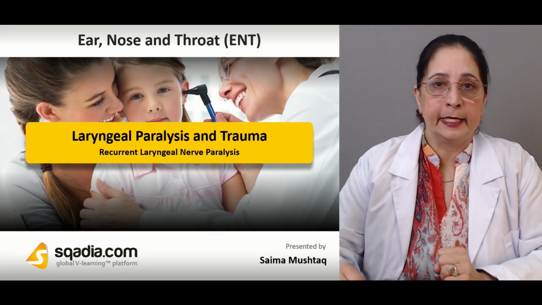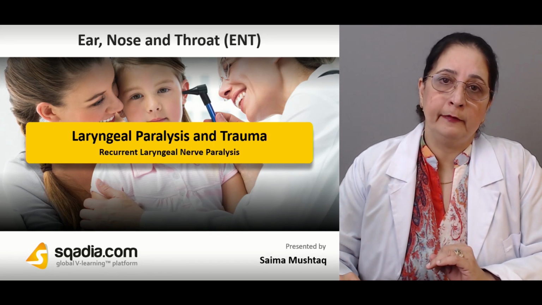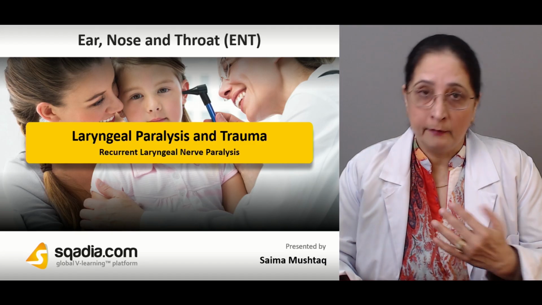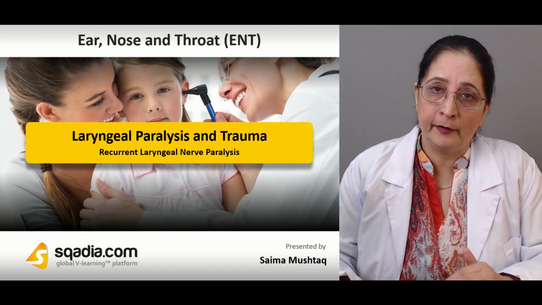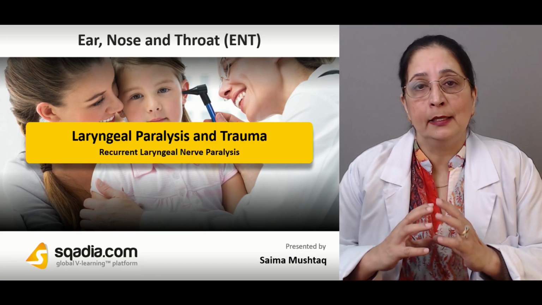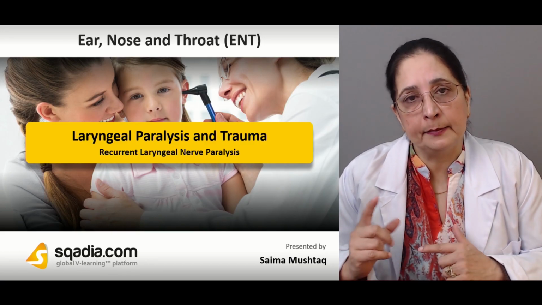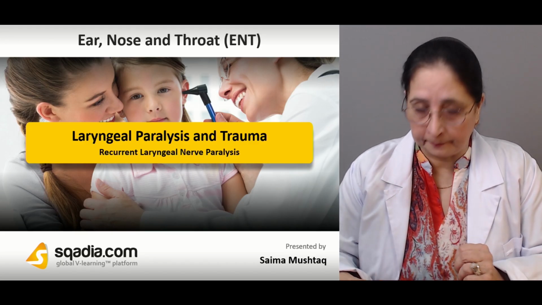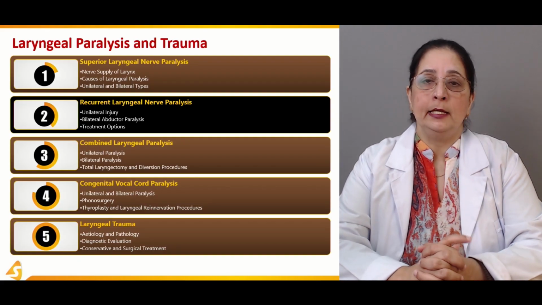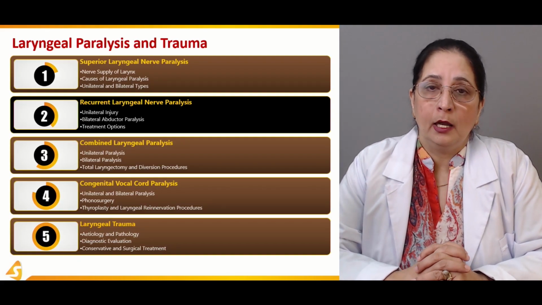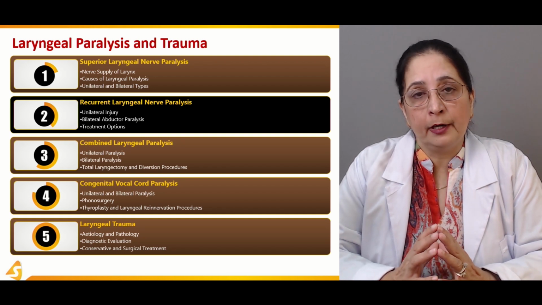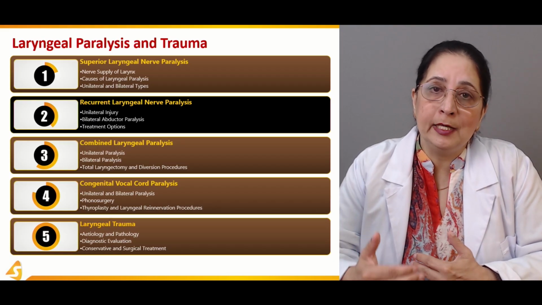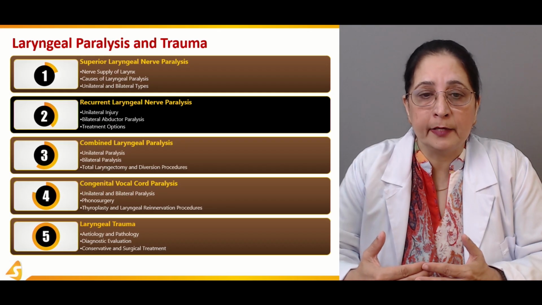Now let's move to the second section of our lecture, in which we will discuss paralysis of the recurrent laryngeal nerve. We already talked about the superior laryngeal nerve, and now we know that the major nerve supply of the larynx is by the superior laryngeal and the recurrent laryngeal nerve. So in this section, we will discuss the unilateral injury leading to paralysis of the recurrent laryngeal nerve and also the features associated with it.